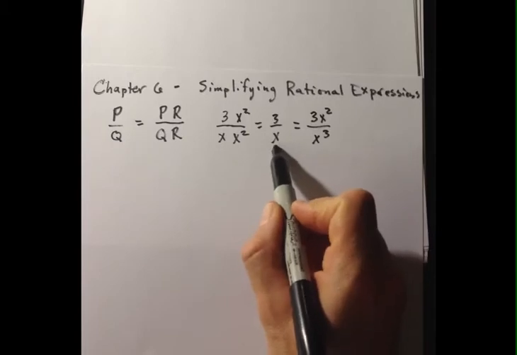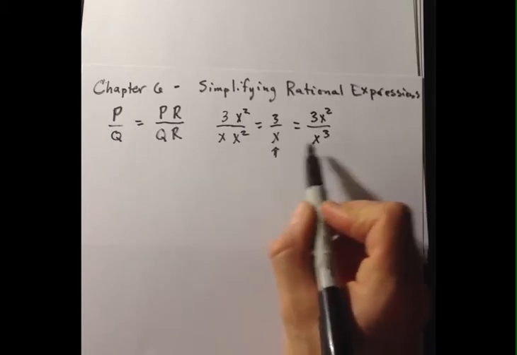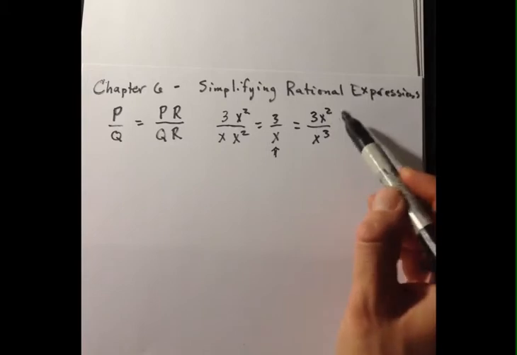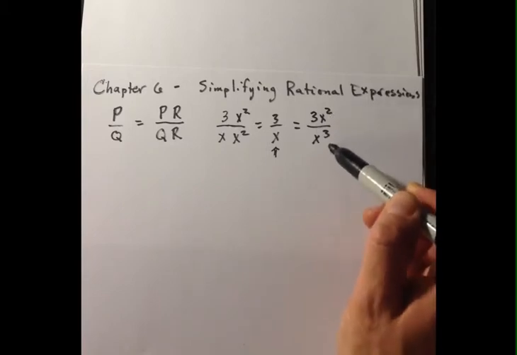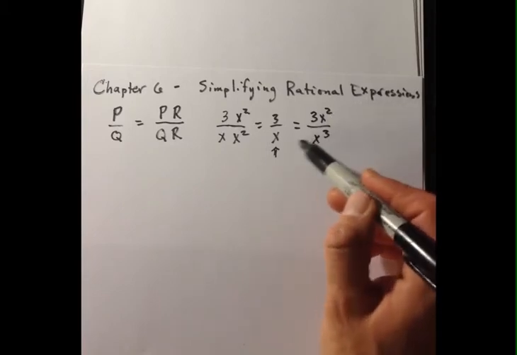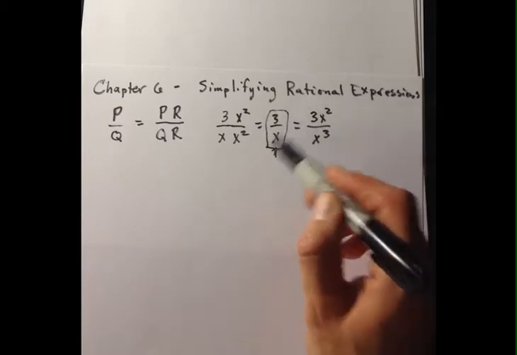These are equivalent expressions, equivalent rational expressions. This one is simpler than that one. This one has extra factors of x squared on both top and bottom. That can be canceled out, so this would be the simplified form here.